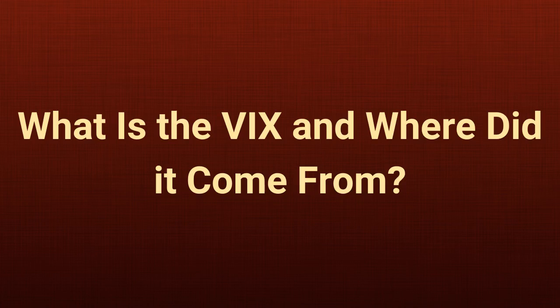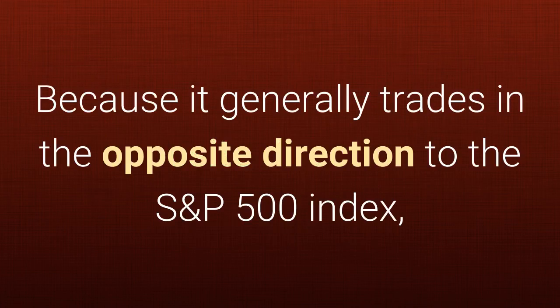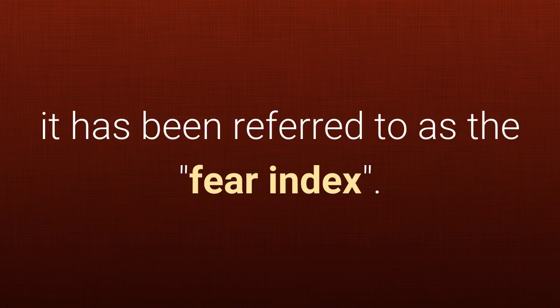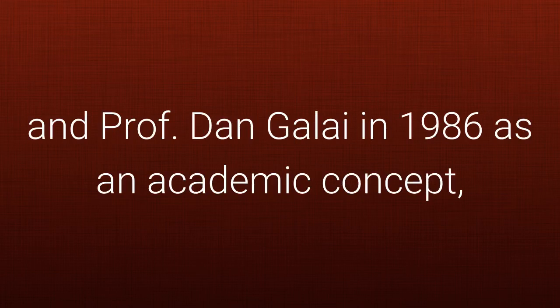So what is the VIX and where did it come from? The VIX is the ticker symbol for the Chicago Board Options Exchange, usually called the CBOE, Market Volatility Index. Because it generally trades in the opposite direction to the S&P 500 index, it has been referred to as the Fear Index.